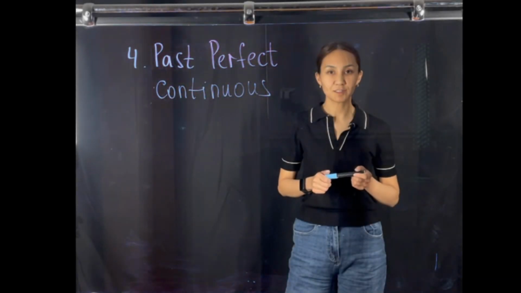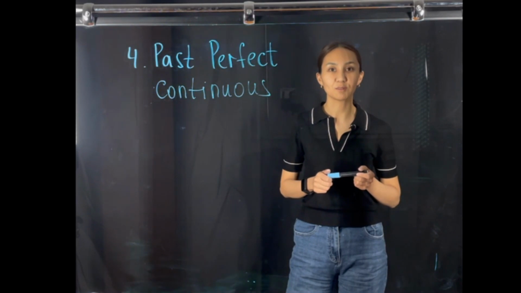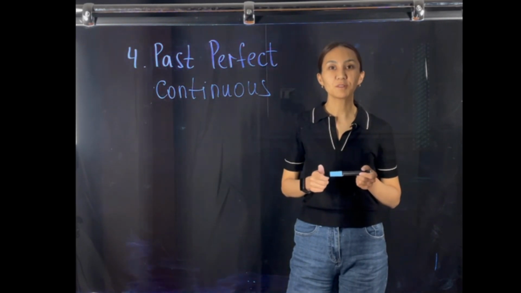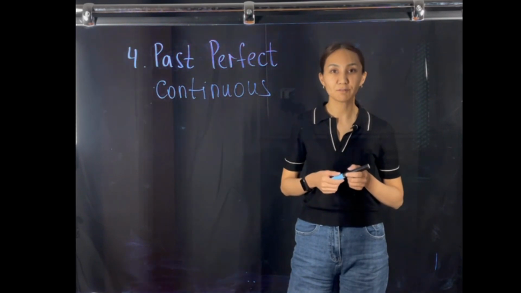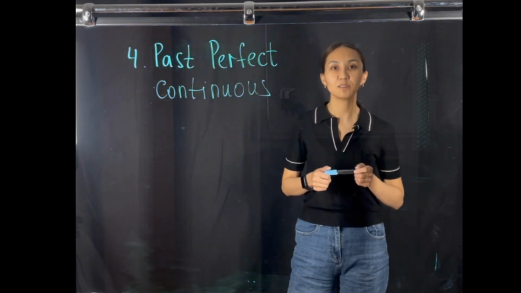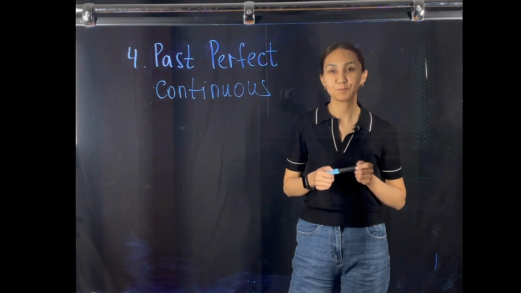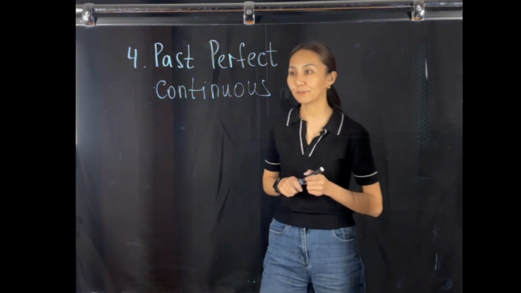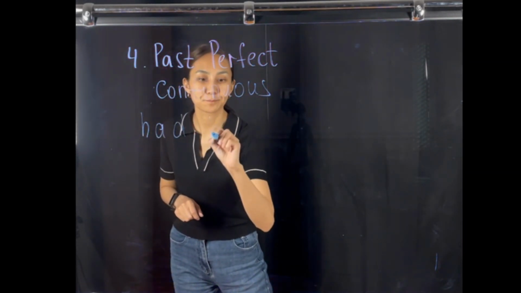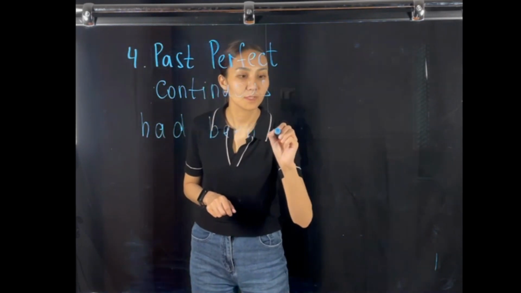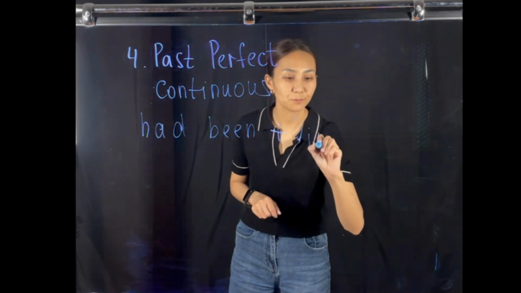The last narrative tense is past perfect continuous. We use past perfect continuous with action verbs to talk about longer continuous actions or situations that started before the main events happened and continued up to that point. We form past perfect continuous with had been plus ing form of the verb.